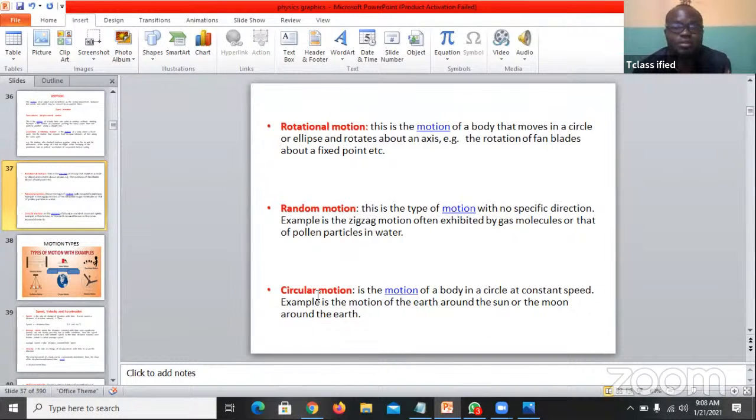We also have cyclical motion, which is the motion of a body in a cycle at constant speed.